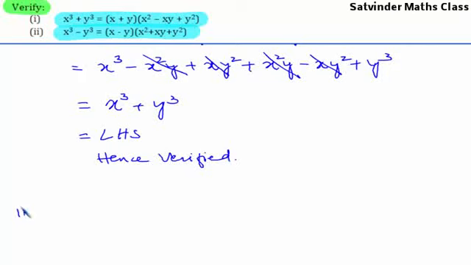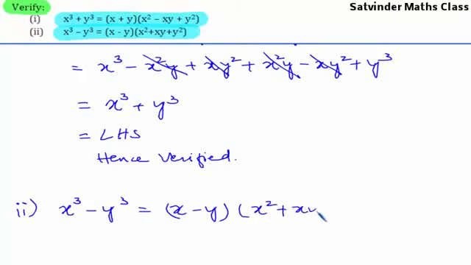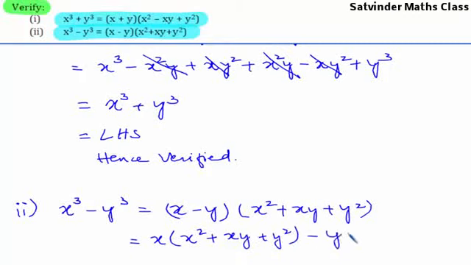Now let us take the second one, which is x cube minus y cube is equal to x minus y into x square plus xy plus y square. This is equal to x into this entire term, which will be x square plus xy plus y square, minus y into, this is minus y into the entire term, x square plus xy plus y square.